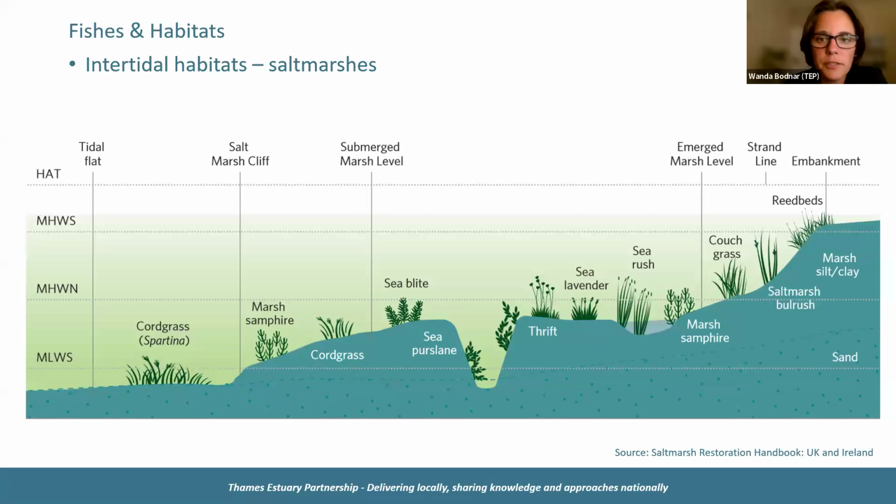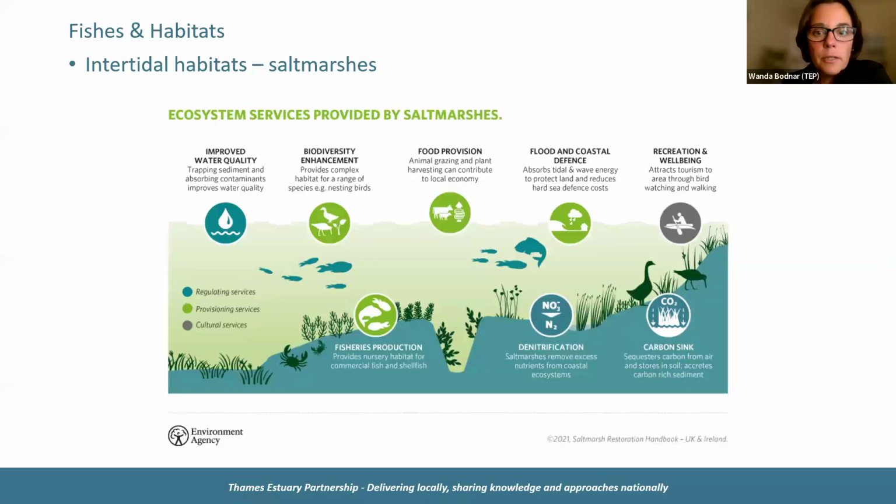Moving on to salt marshes. Salt marshes can be found in the upper vegetated portion of the mudflats that are tidally inundated and are characterized by vegetation that is tolerant of salt water. And these are important nursery habitats for fish and feeding and refuge areas for birds. Salt marshes also provide important ecosystem services for us, such as improving water quality and flood and coastal defense.